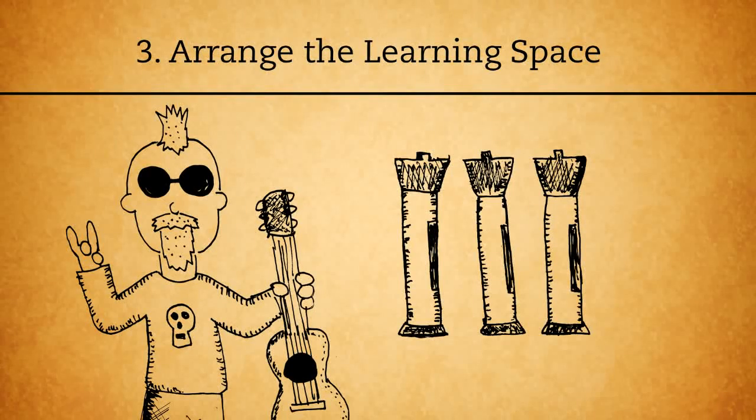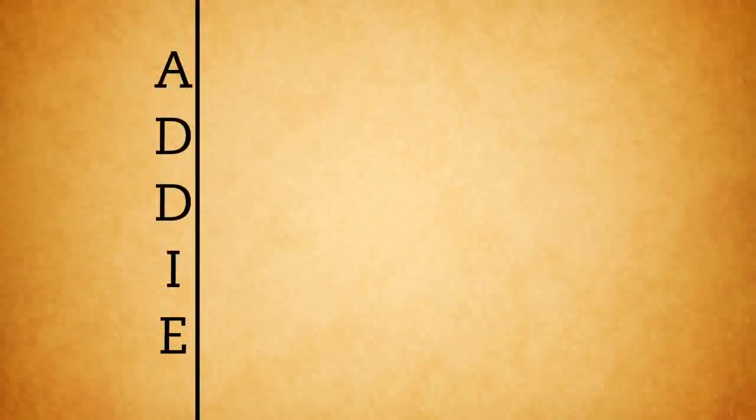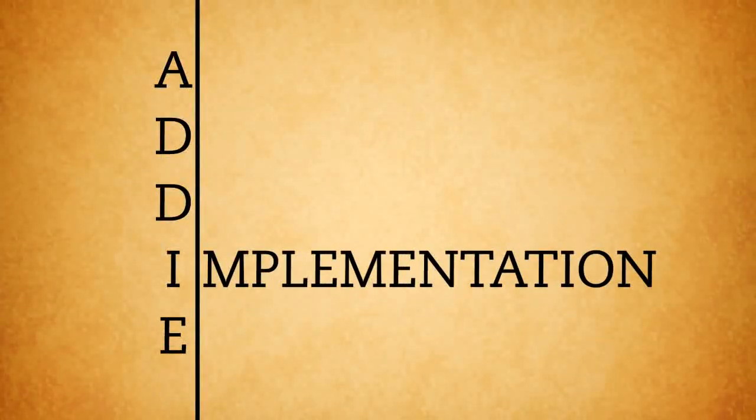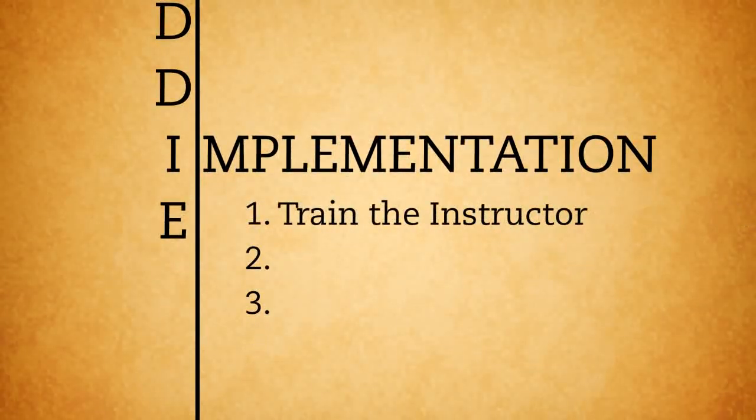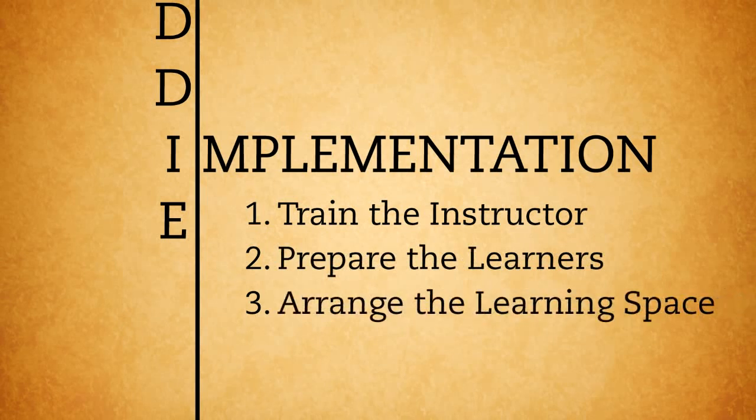Getting these types of details squared away beforehand allows instructors to put their full attention to delivering the course and focusing on the learner's experience. So that's it for our basic overview of the implementation phase of the ADDIE model. Properly training the instructor, preparing the learners, and arranging the learning space will make the course delivery much more effective and efficient.